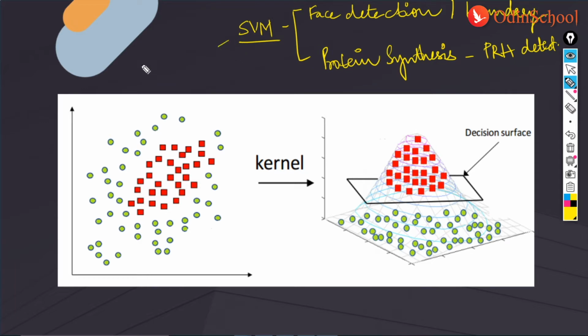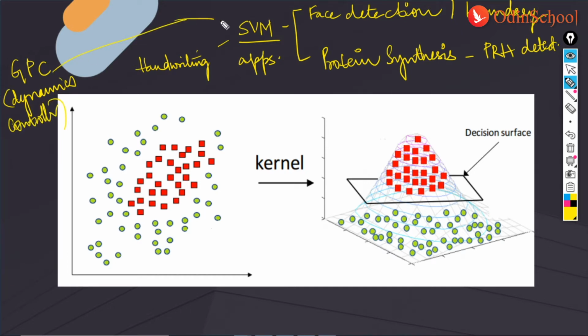It is also very widely used in handwriting applications. And another is generalized predictive control. So we can use SVM-based GPC to control the dynamics. So this is basically a dynamic controller. These are some real-time case studies that we have associated with this module, or with this kernel, or with this algorithm, that is SVM.